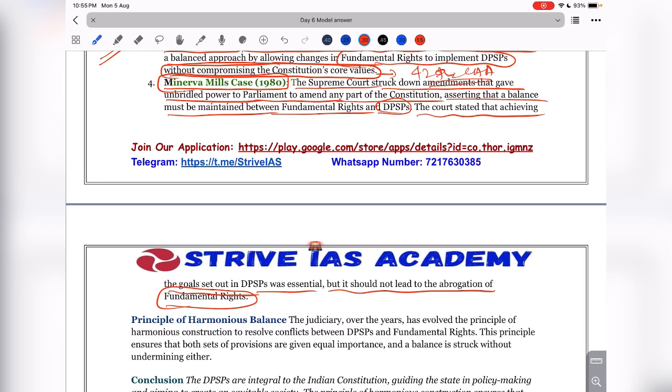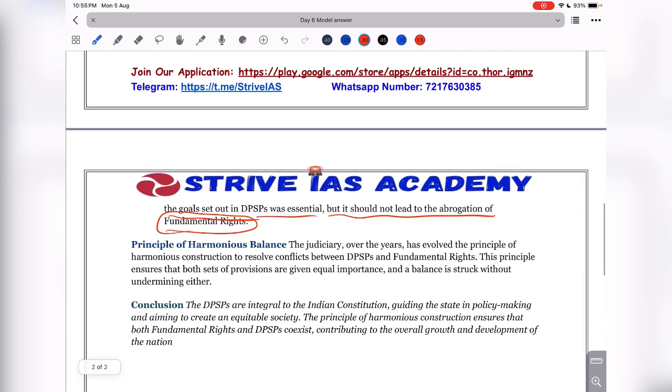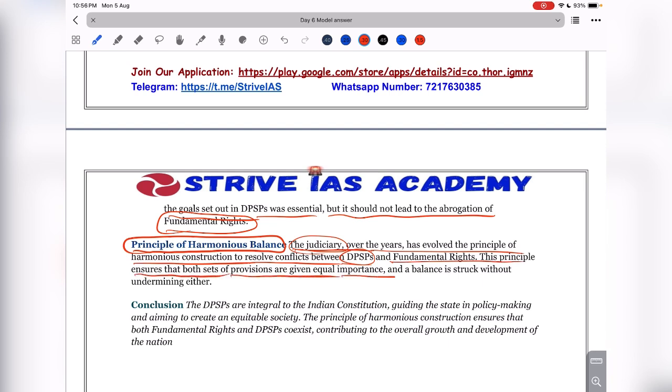For example, ये जैसे एक रथ है, रथ का दो पहिया है. आप अगर एक पहिया को निकाल दोगे तो रथ आगे नहीं बढ़ेगा, तो इसीलिए हमारा इंडिया भी आगे नहीं बढ़ेगा. So you need to have balance. Then because of that, there is a principle come out, it is called principle of harmonious balance. The judiciary over the years evolved this principle of harmonious construction to resolve the conflict between DPSP and fundamental right. This principle ensured that both sets of provisions are given equal importance and balance is struck without undermining either. Then you need to write a conclusion.